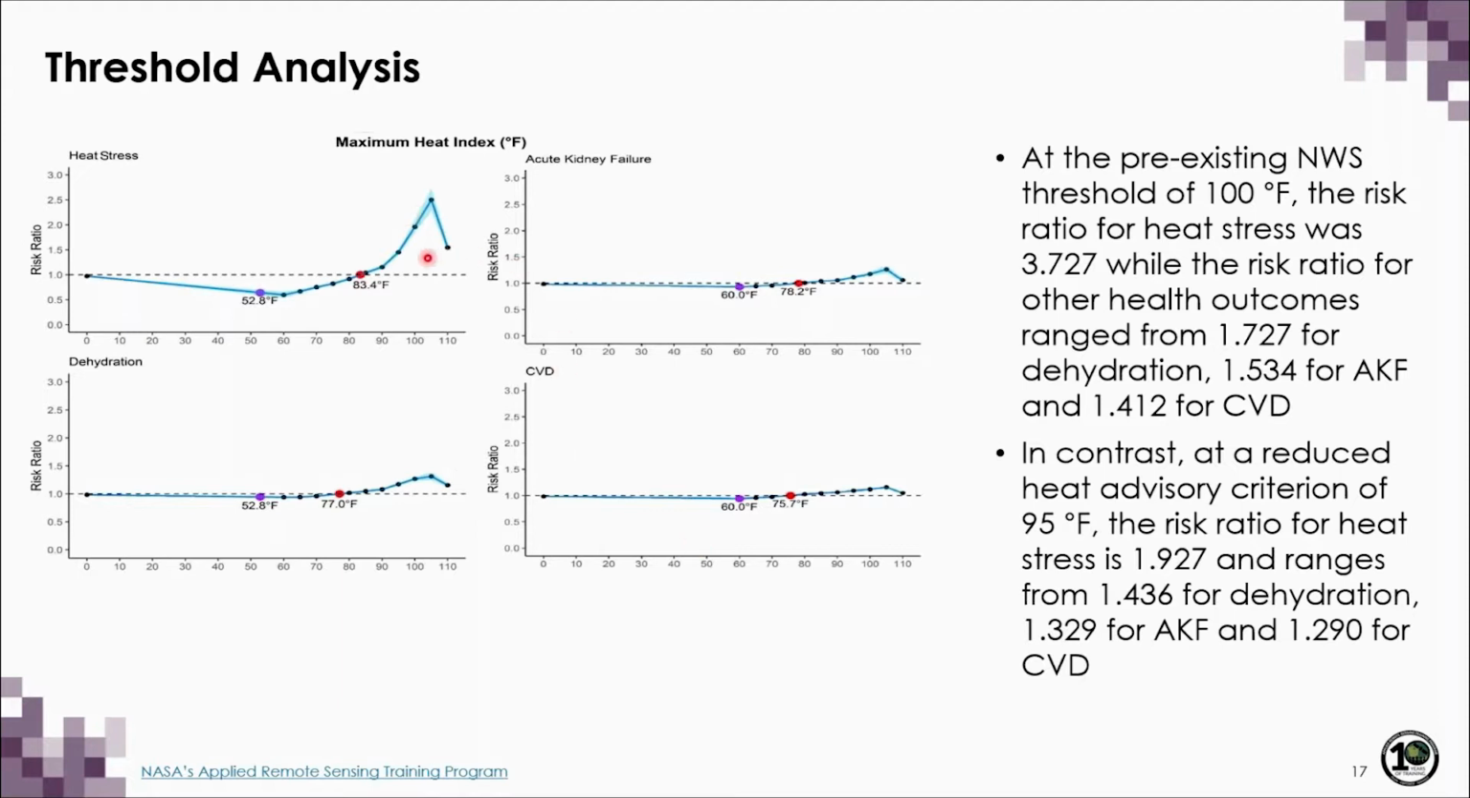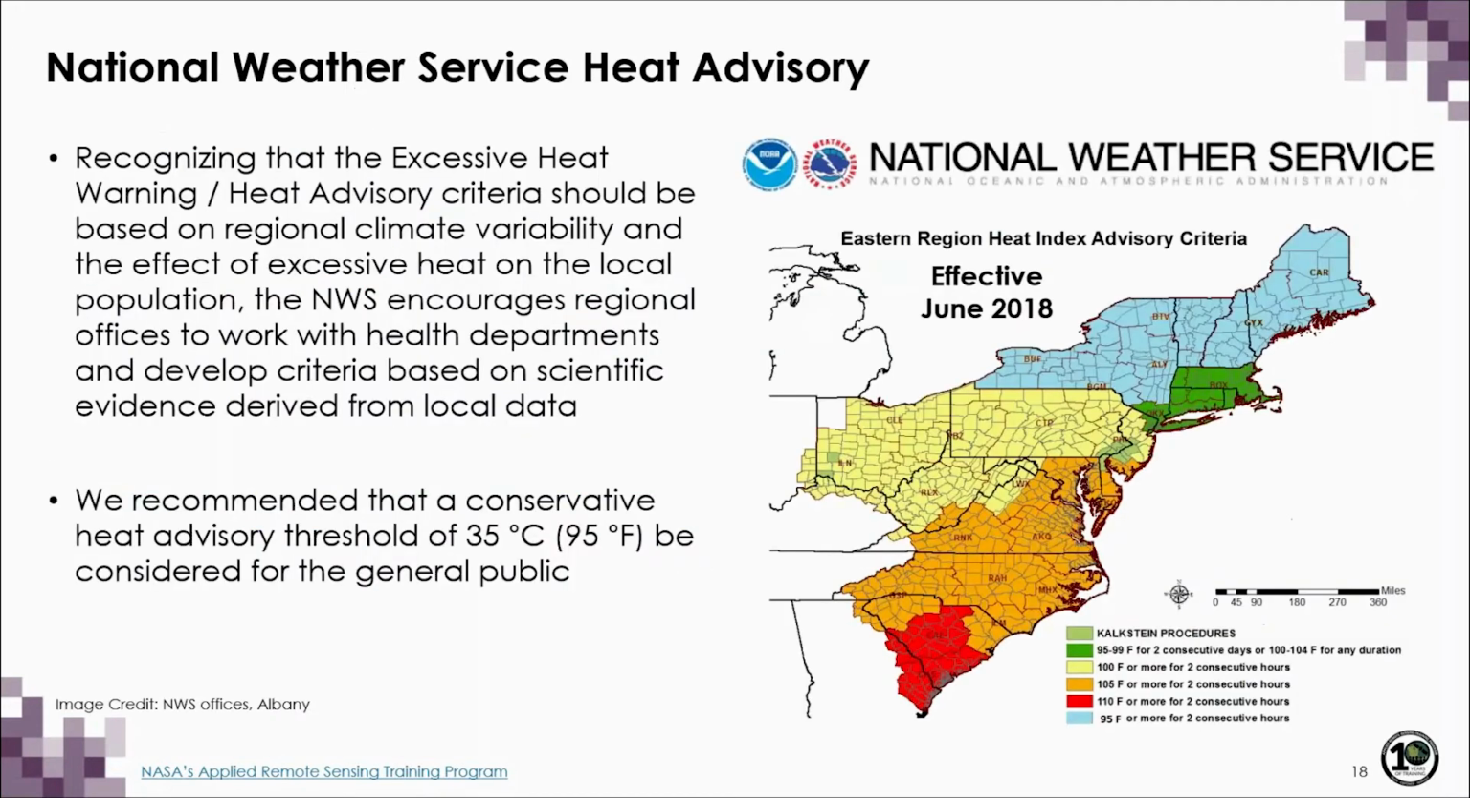In contrast, if we were to reduce the warning to 95 degrees Fahrenheit, the risk ratio for heat stress is 1.927, and a little bit lower for the other illnesses. So if we were to move the warnings to a conservative threshold of 95 degrees Fahrenheit, we would reduce the risk of illness pretty significantly from that experienced at 100 degrees Fahrenheit. Based on these, we decided to advise a threshold of 95 degrees Fahrenheit.